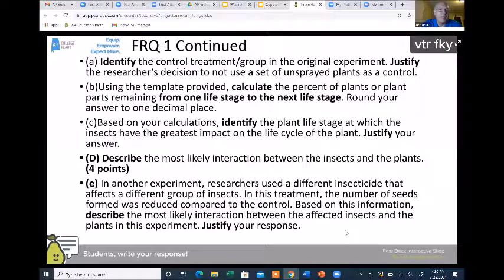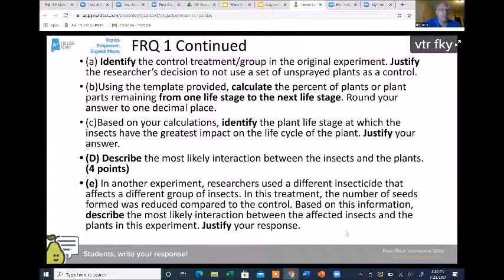The insecticide was water soluble, which means it was dissolved in water, so the plants were sprayed with water. Point being, it's not enough just to say the plants that were sprayed with water. You need to say the plants that were sprayed with only water. So you've got to be really exact with your words here.